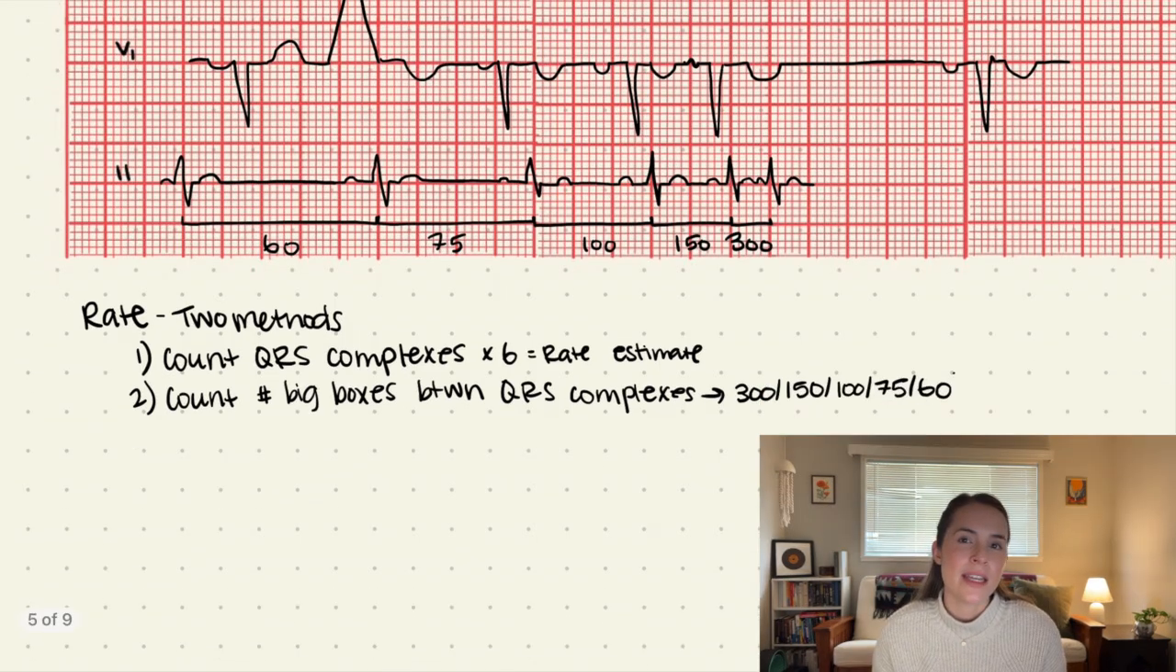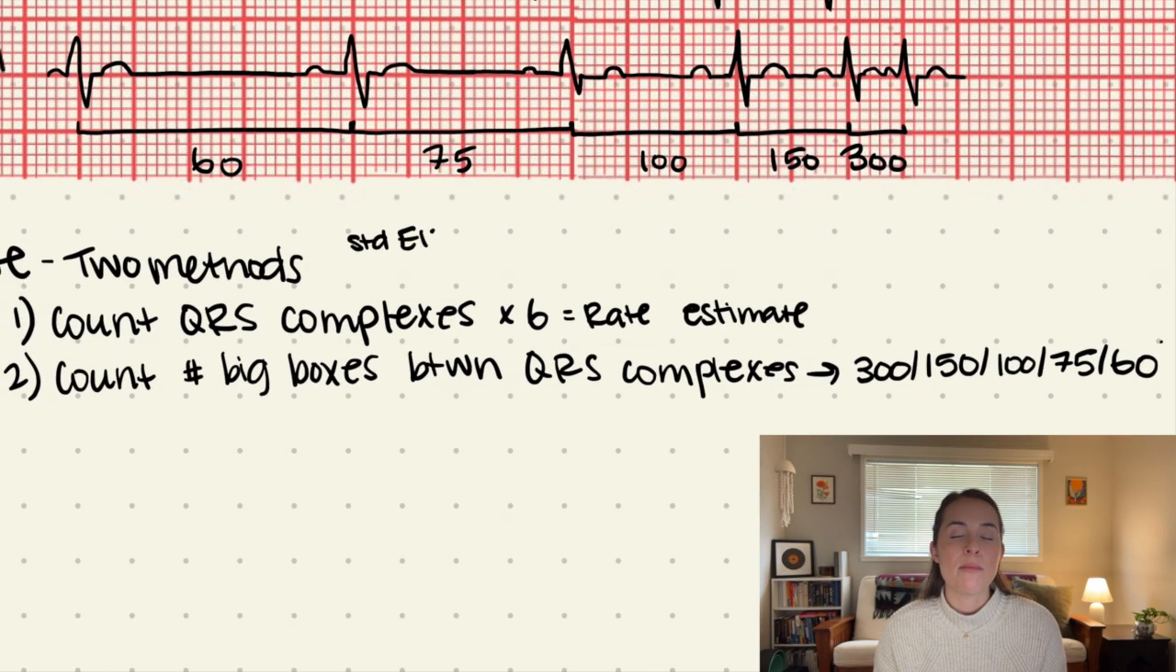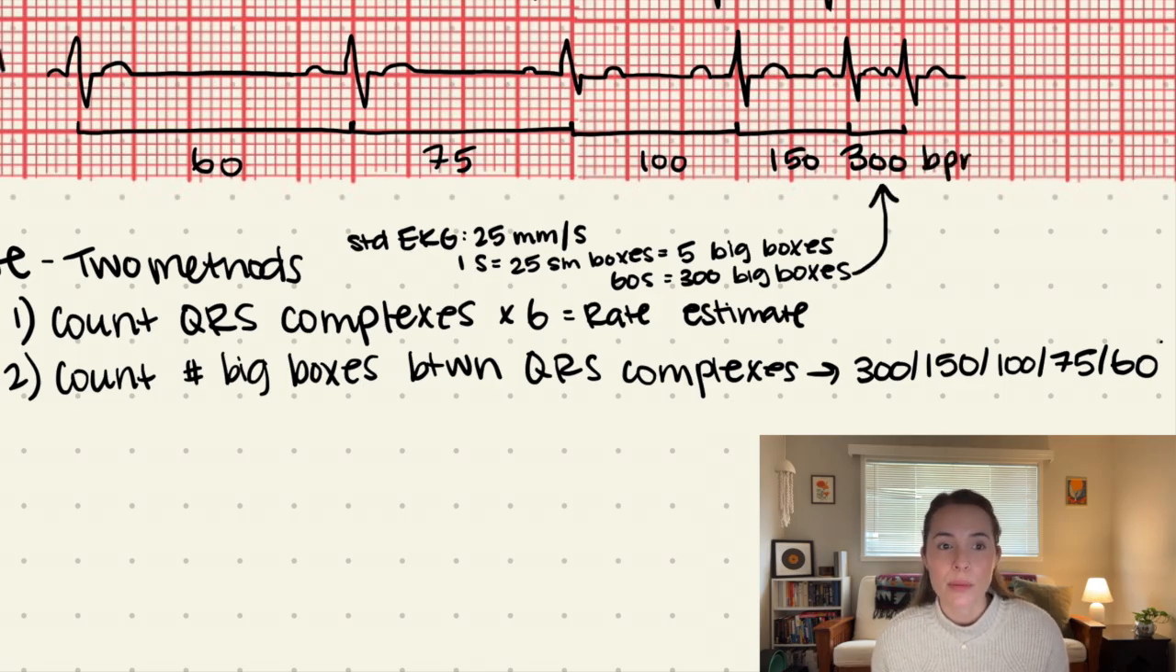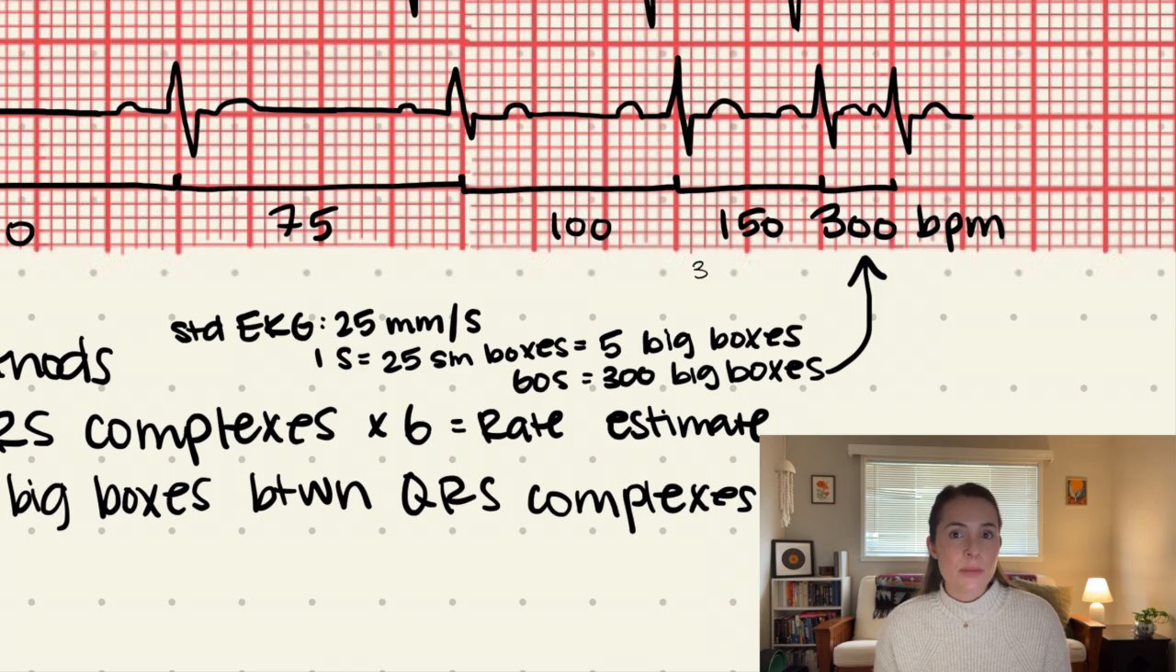So basically a standard EKG goes at 25 millimeters per second. So each second will have 25 small boxes, which accounts to 5 big boxes. For each minute, there's going to be 300 big boxes, which means if you have a heart beat at every big box, you're going to have a rate of 300 beats per minute. If you have 2 boxes between each QRS, that will mean you have a rate of 150. 300 divided by 3 big boxes is a rate of 100, and so on.